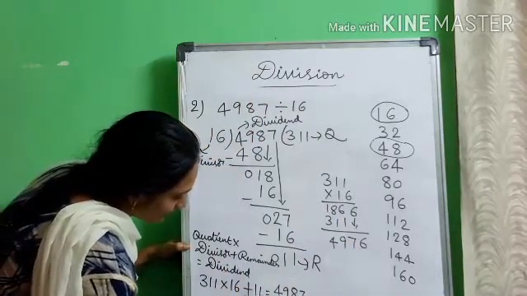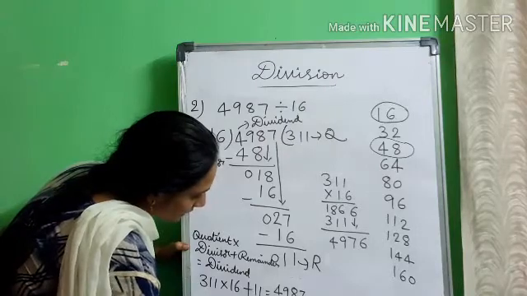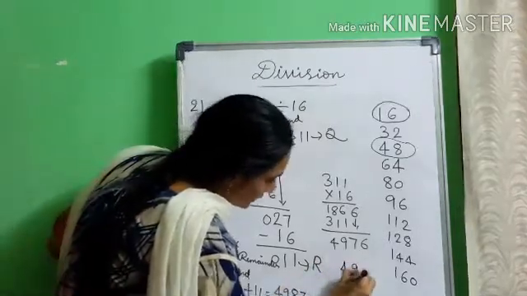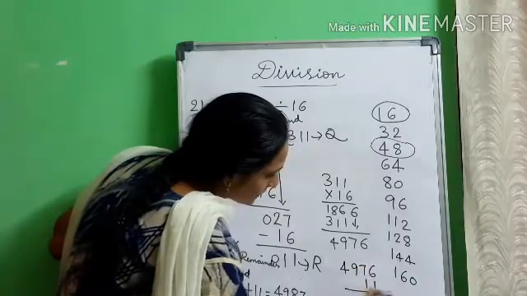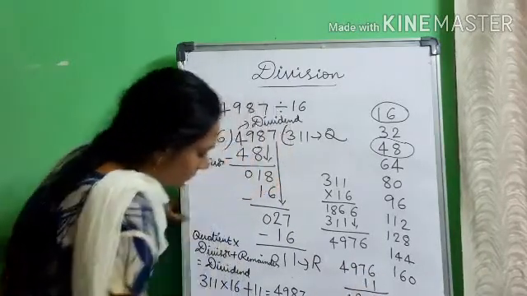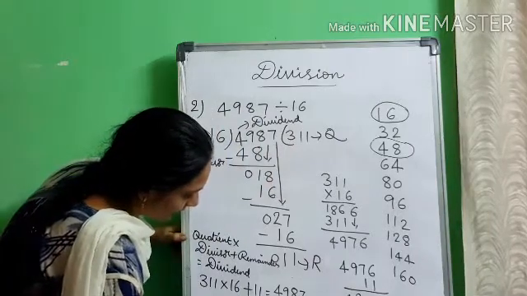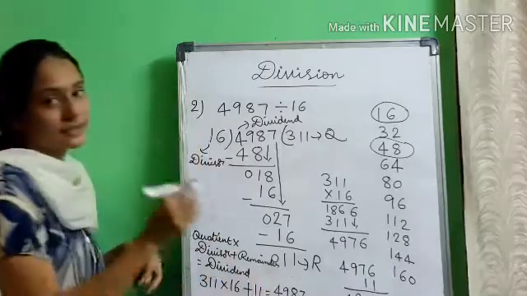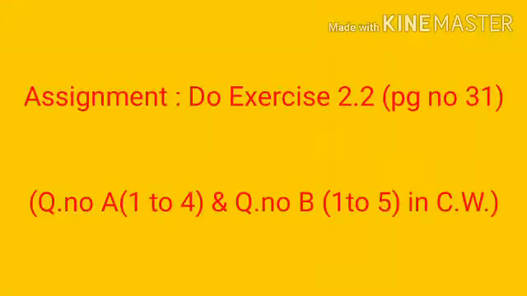4976 plus 11 is equal to 4987. Now add 11 to 4976. 6 plus 1, 7, 7 plus 1, 8. So 4987 is equal to 4987. So the division is correct. Children, complete the given assignment.